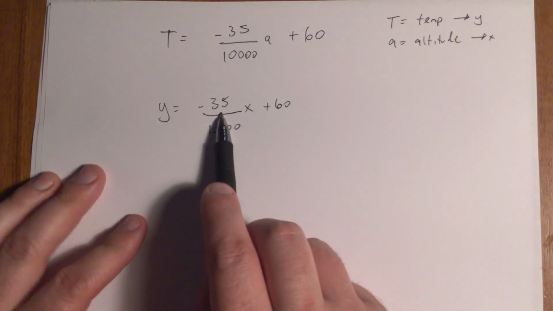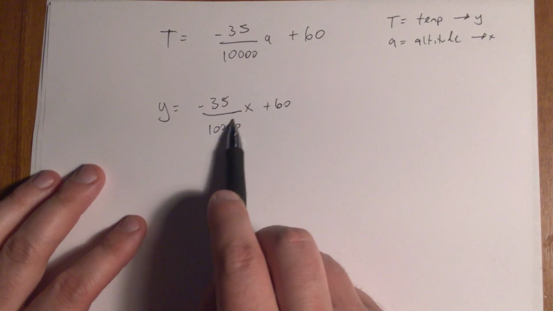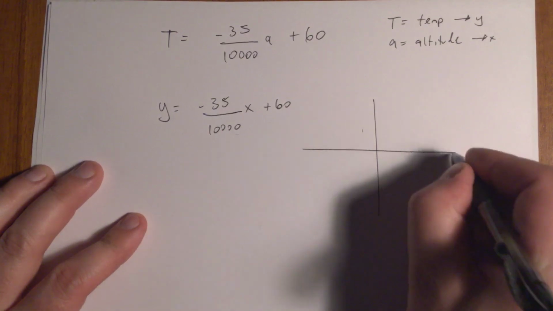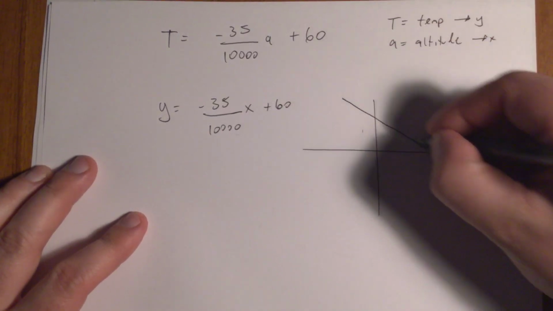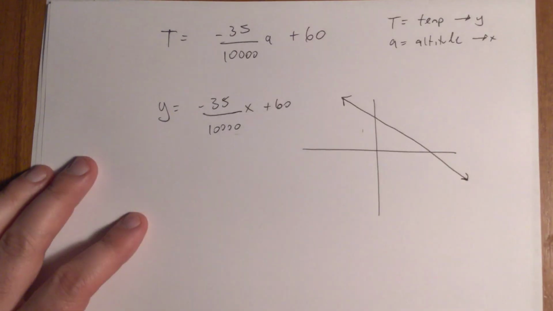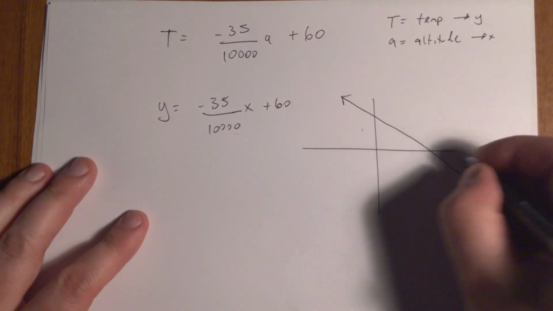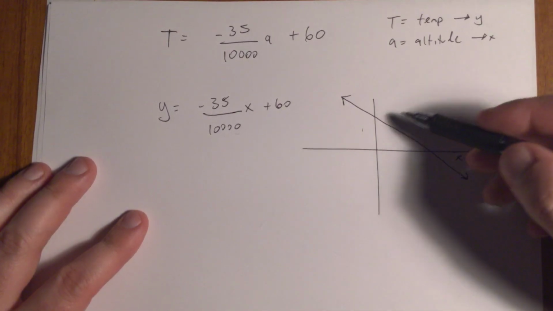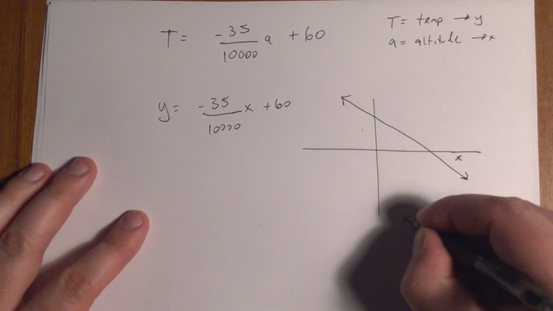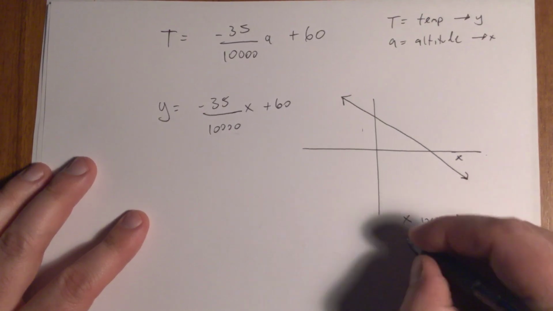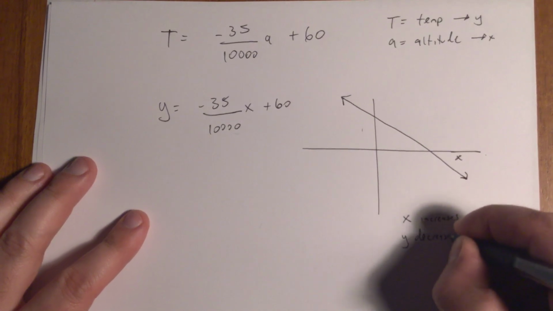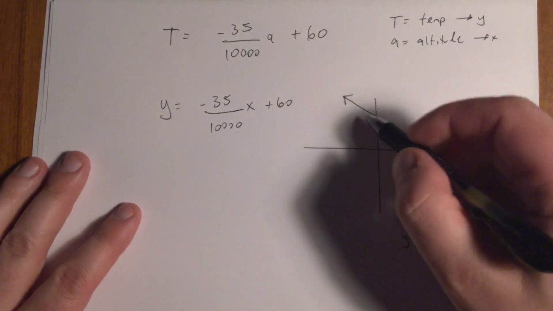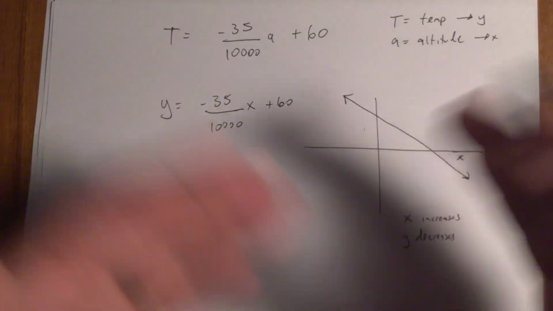So I have a slope of negative 35 10,000ths. So this is a negative slope. If you think about a negative slope, right, I'm going to have something kind of like this. And a way to think about it is, these are my x values here on this axis. As my x values are increasing, my y values are decreasing. As x increases, y decreases. Or you could think the opposite way and say as y increases, x decreases.